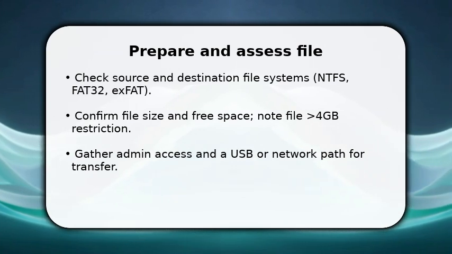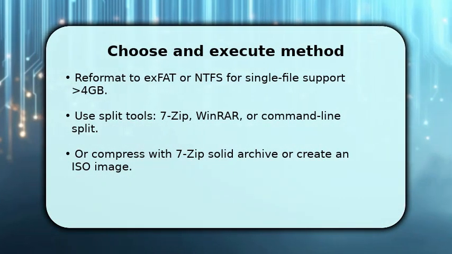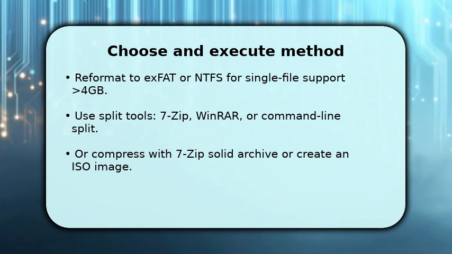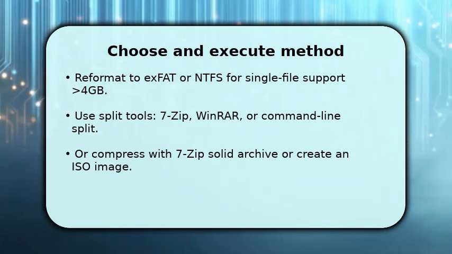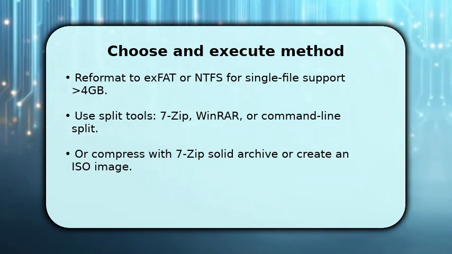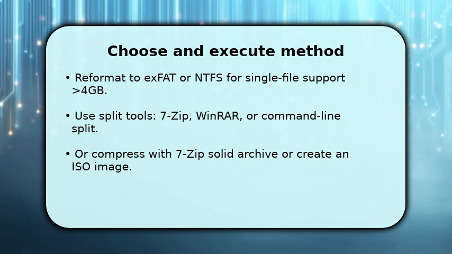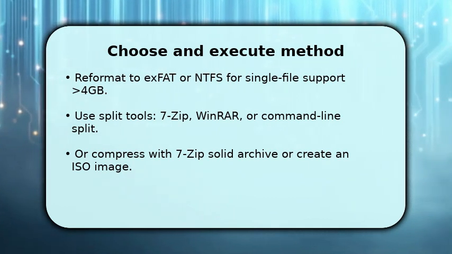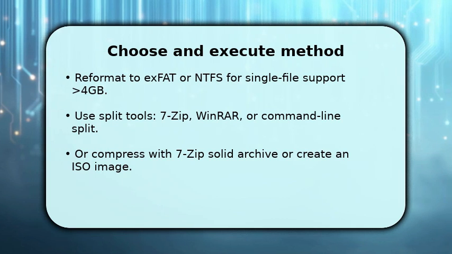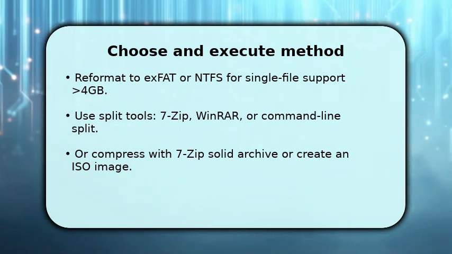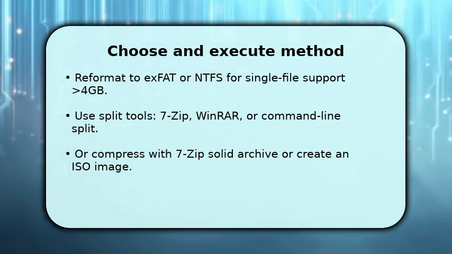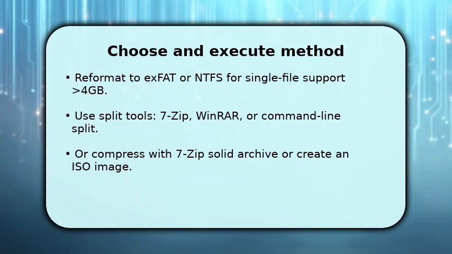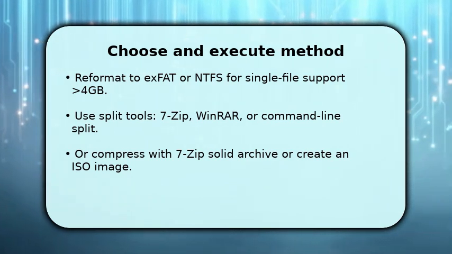Reformat if the destination can be wiped. That immediately removes the 4 GB limit. If you cannot reformat, split the file with 7-zip or a split command, then reassemble at the destination. Make sure checksums match. Alternatively, compress into a solid 7-zip or create an ISO so the receiver mounts or extracts it. While doing this, monitor transfer speed and verify available space.